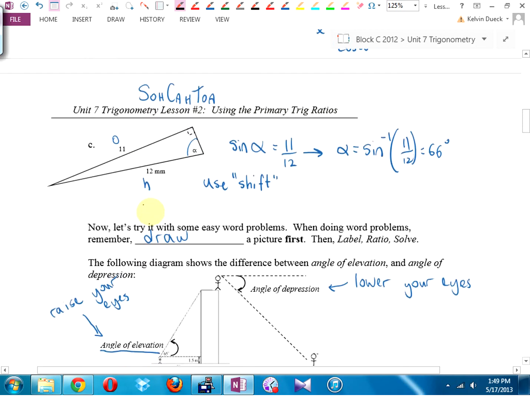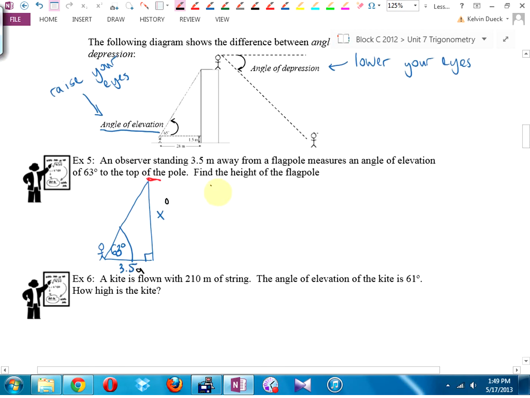Which trig function? Tan. What always goes next to the trig function? The angle. What's the angle this time? Variable, oh no, they gave it to me. What is it? 63 degrees equals opposite over adjacent equals what over what?